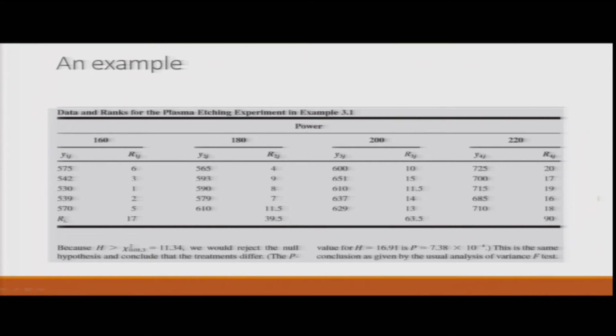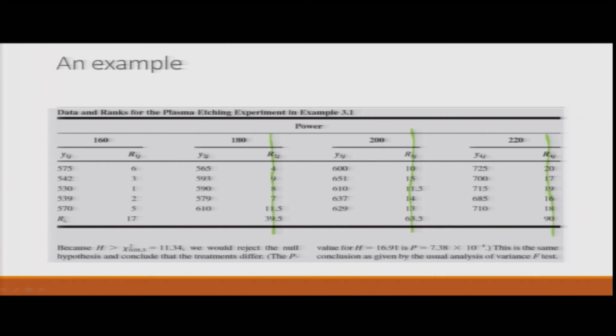Then you find out the ranks for the power of 180, what are the Y2Js, you put them and rank them. So, those ranks are given where I am just highlighting on the 4th column. Similarly, when I do it for i equal to 3, I rank them, I find out R3J. When I do it for the last value, which is i equal to 4, which is the A value, I find out the rank, which is the last column which I am just highlighting.